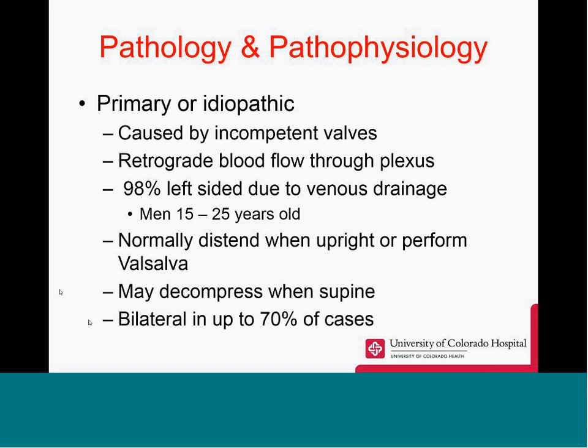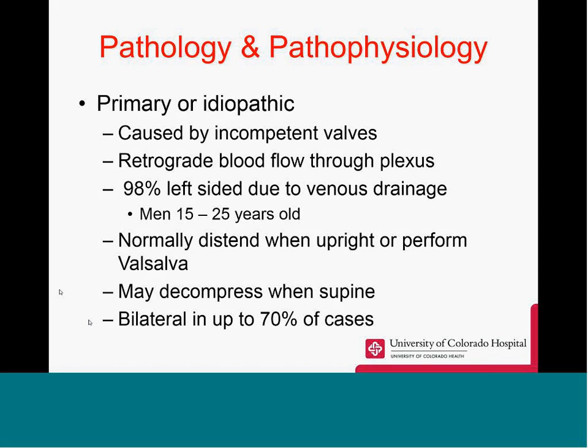The primary or idiopathic type is caused by an incompetent valve. You're going to see retrograde flow through the pampiniform plexus with the Valsalva maneuver. Approximately 98% of varicoceles are left-sided due to the venous drainage that we showed you earlier, draining into the left renal vein. You're going to most commonly see this in men between 15 to 25 years old.